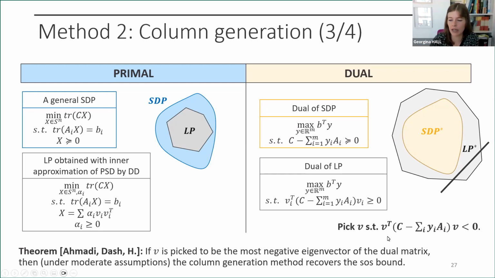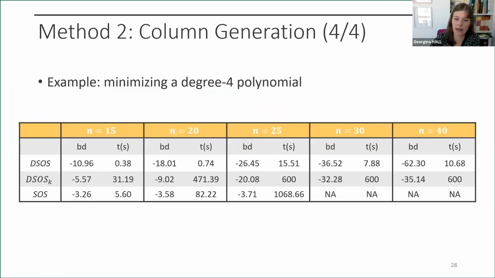So if at every iteration we pick V to be the most negative eigenvector of the dual matrix, then this column generation method eventually recovers the sum of squares bound. So if you do it long enough, this method ends up giving you the correct bound.